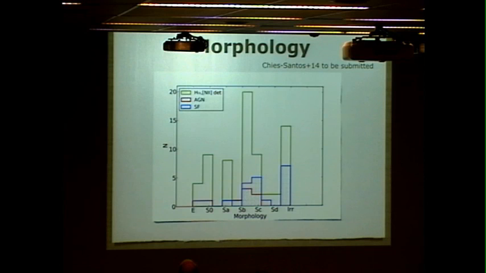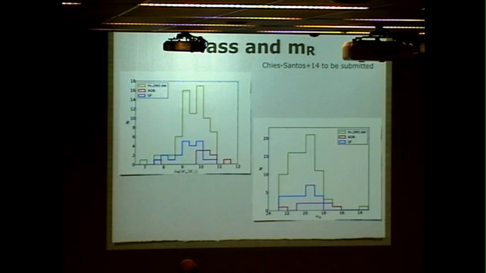And regarding their morphologies, there's a hint that the star-forming galaxies tend to be of later type than the AGN that are of earlier type, although they're mixed up in SB, SC types. And regarding the mass and the magnitudes, the brightness, the AGN tend to be more massive and brighter than the star-forming galaxies.